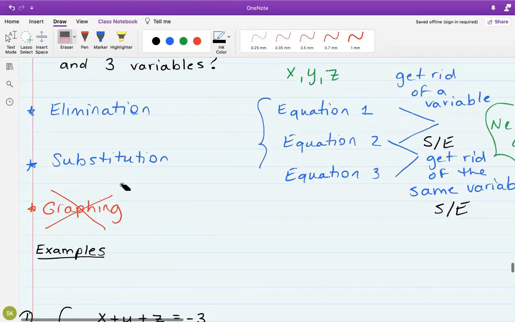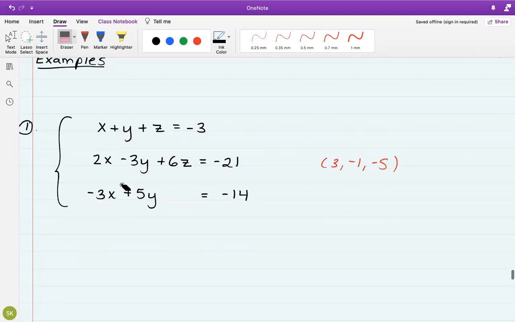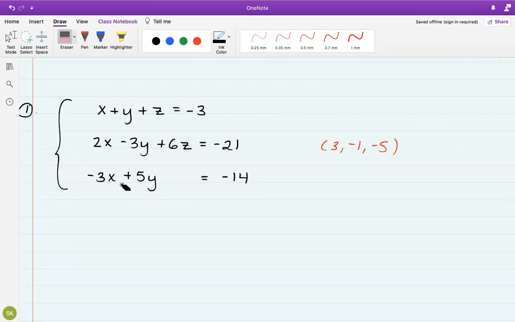And the variable we want to get rid of, we want to choose something that's easy to get rid of, if we can, if there's a possibility of getting rid of something. So here I have the first two and the second two.